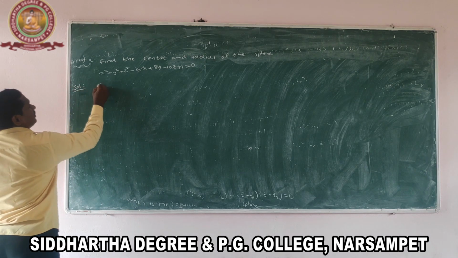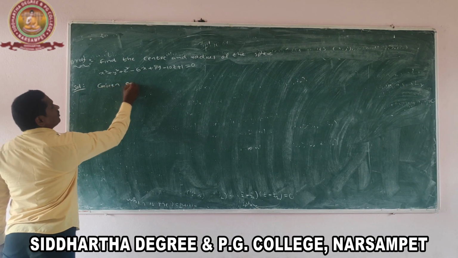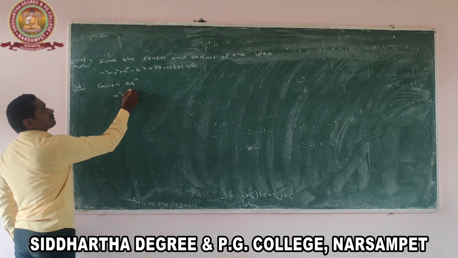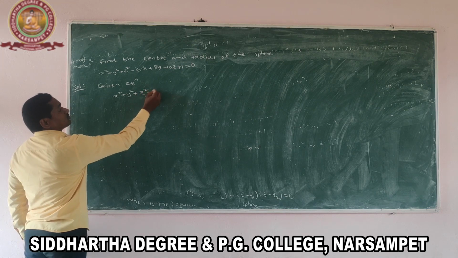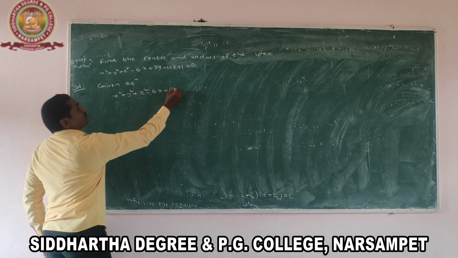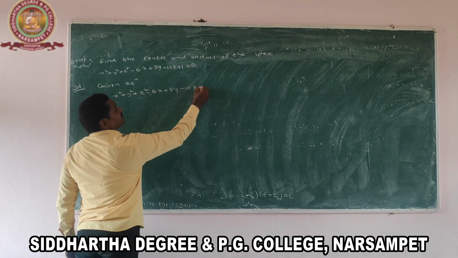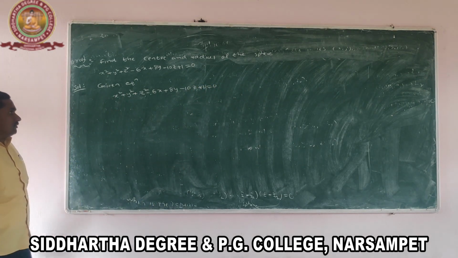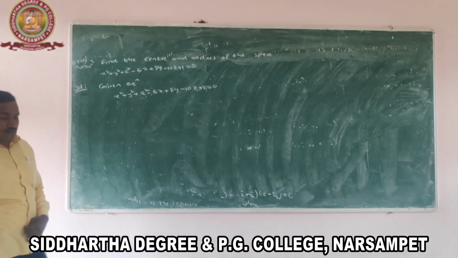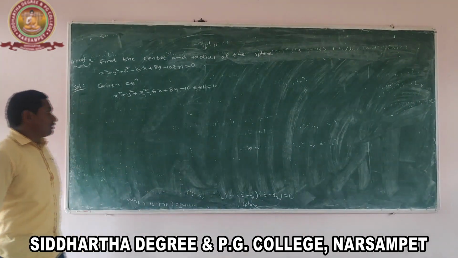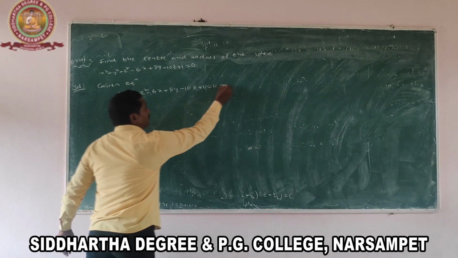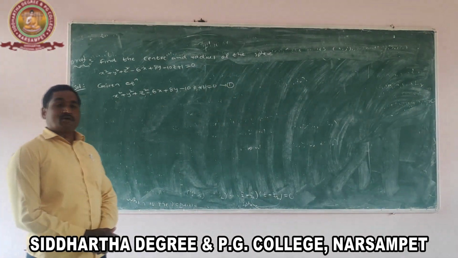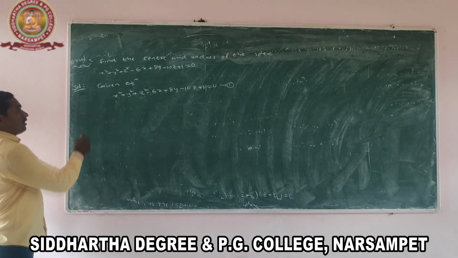Solution. Given equation. So what is the given equation here? x square plus y square plus z square minus 6x plus 8y minus 10z plus 1 equal to 0. So to find the center and radius of the sphere, we have to compare this equation with the general form of the sphere equation.